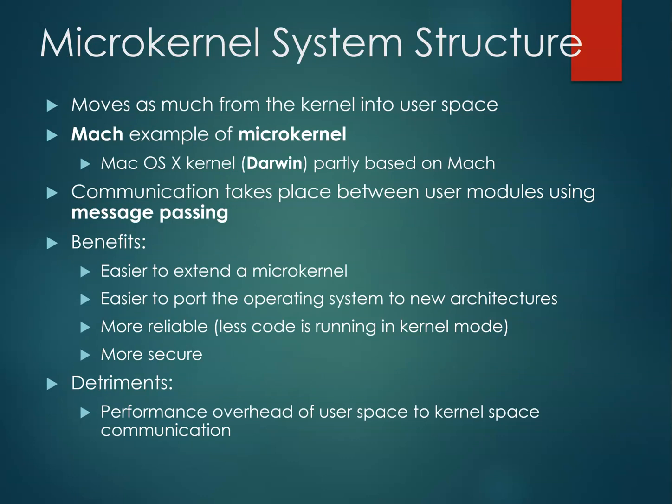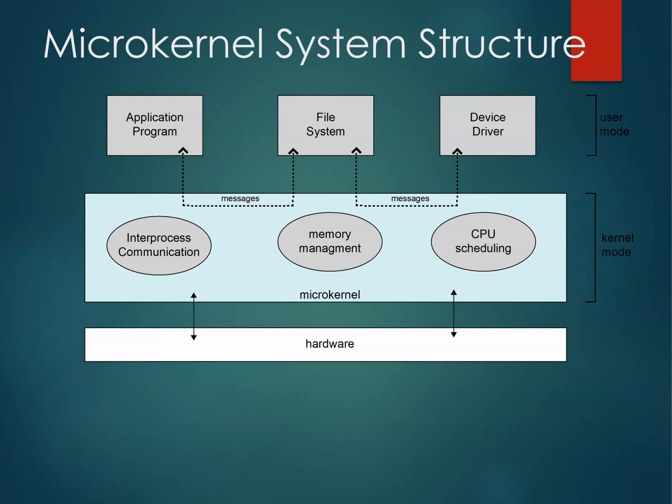A microkernel system structure moves as much from the kernel into user space as possible, very light. Mach is a good example. The Mac OS kernel is partly based on Mach. Communication takes place between user modules using message passing. The benefits are it's easier to extend, easier to port because you've only got a small piece to port. It's more reliable and more secure. However, there can be some performance overhead of user space to kernel space communications.